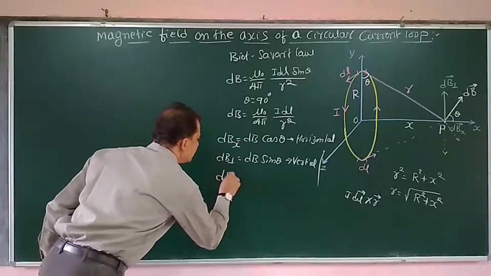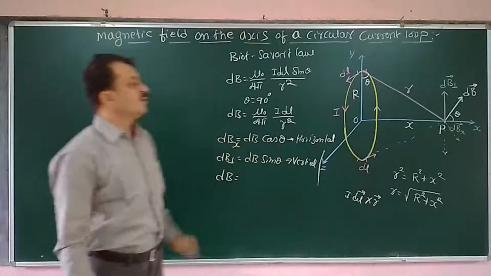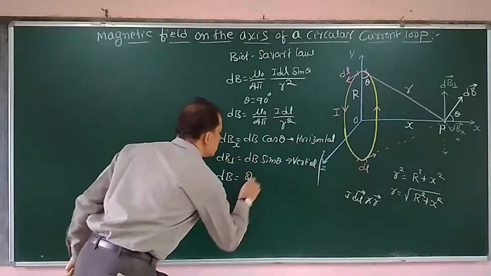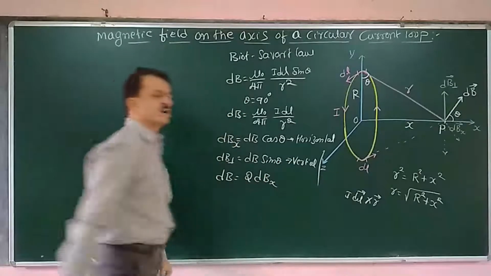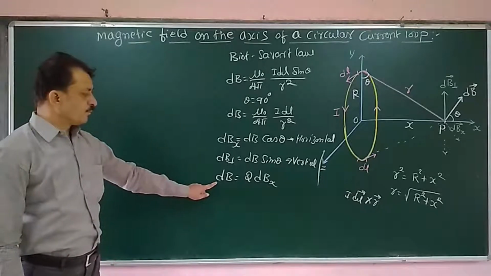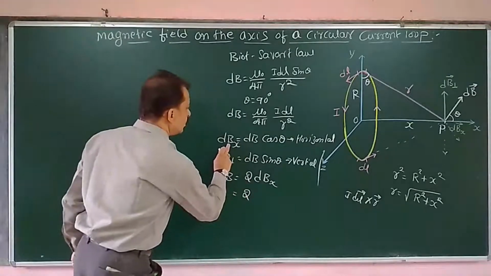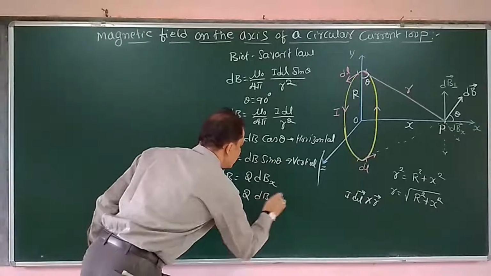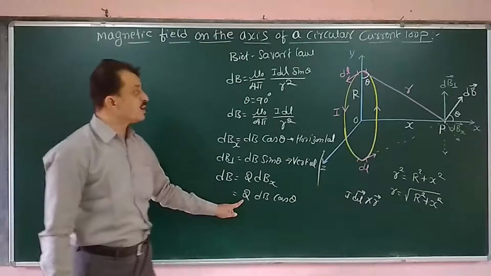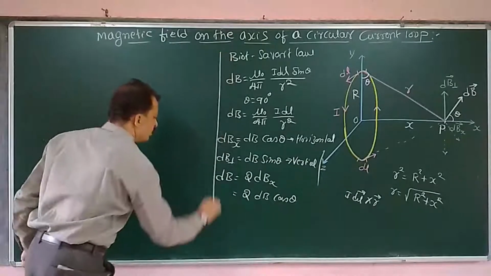The total magnetic field along the horizontal component only remains. Therefore, the total magnetic field is 2 times the magnetic field along the horizontal component. Clear? Now that is equal to 2 into dBx, which is dB cos theta. Clear? Why are we getting 2? Because we are taking two current elements. Clear? Yes, we will advance further.